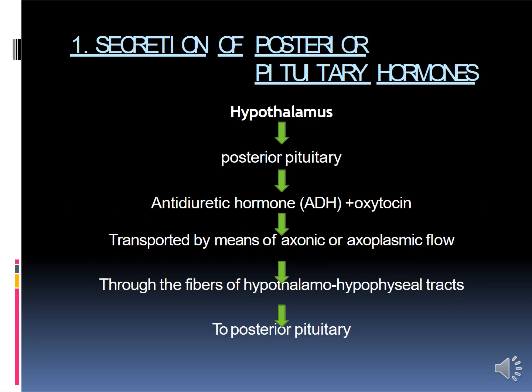The secretion of the posterior pituitary hormones. The hypothalamus produces the posterior pituitary hormones, that is the antidiuretic hormone and oxytocin. They are transported by means of axonal or axoplasmic flow, passing through the fibers of the hypothalamo-hypophyseal tracts to the posterior pituitary.